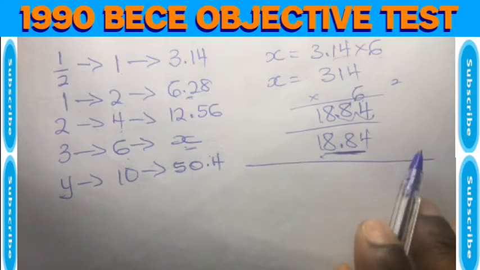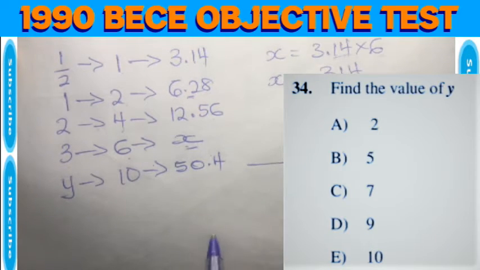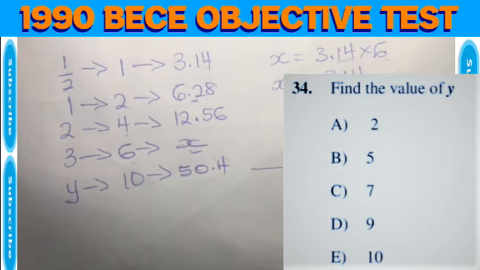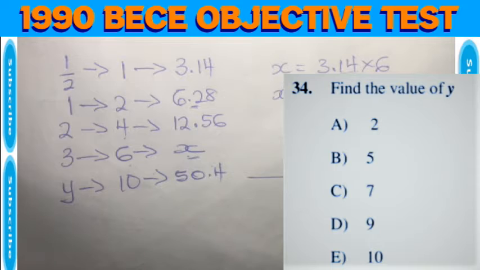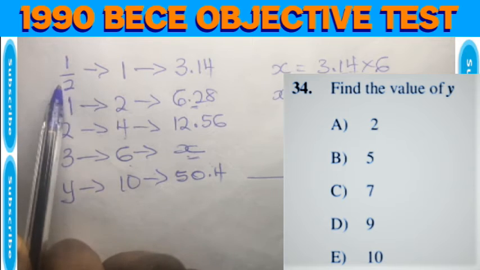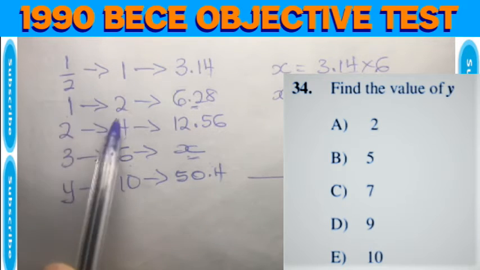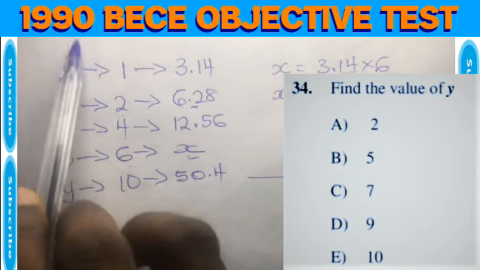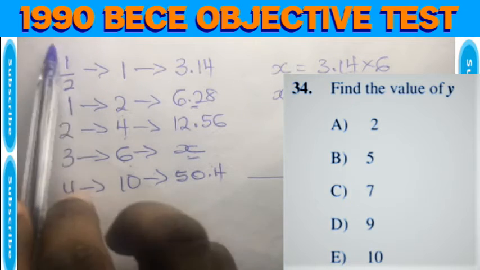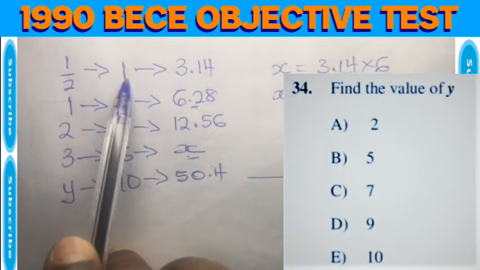With question 34, there is the need for us to find the value of y. How then do we find the value of y? Note this. Over here, when you have half, if this is the domain and this is the codomain, if you have half, it is 1. If you have 1, it is 2. If you have 2, it is 4. 3 is 6. All right. Then y is 10. It means that when you double each of the values in the domain, you obtain the value in the codomain.